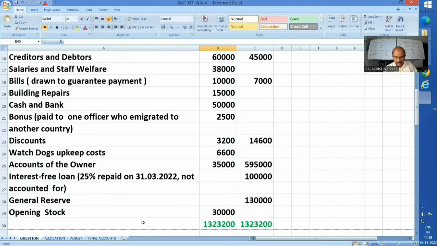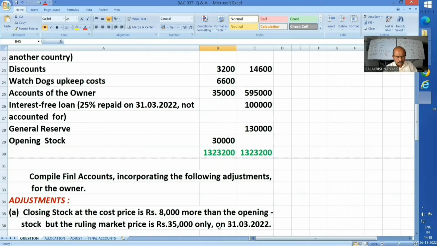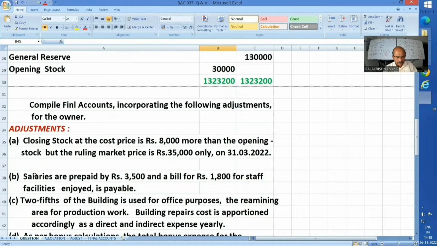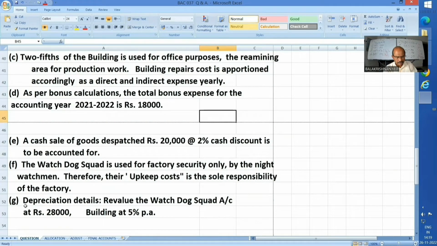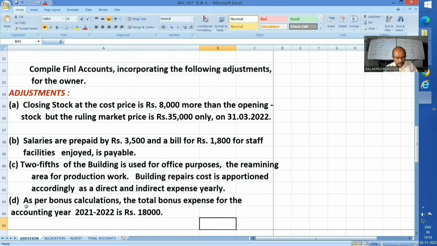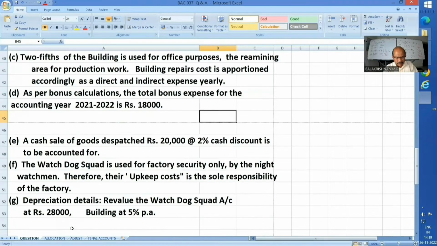Okay, a tallied one, followed by adjustments A, B, C, D, E, F, G. Seven adjustments, A to G. That means seven number of adjustments. Kindly ensure that the question is readily available at your end, so that you will be very comfortable as I go on explaining the sum.